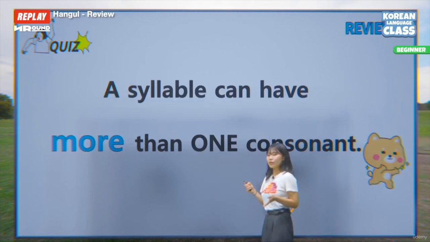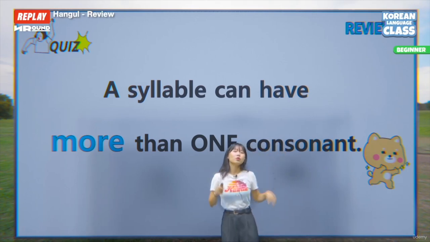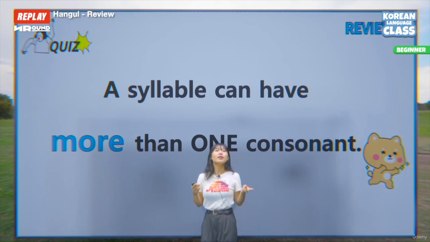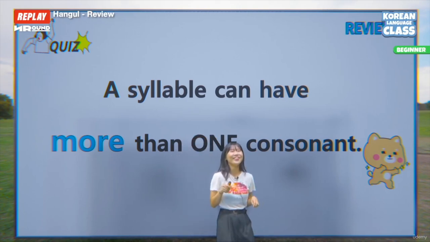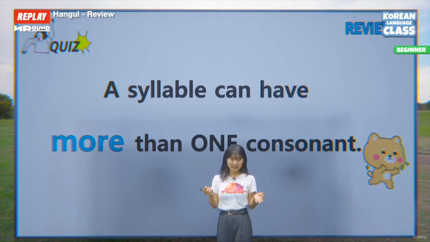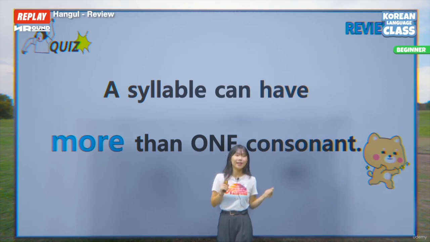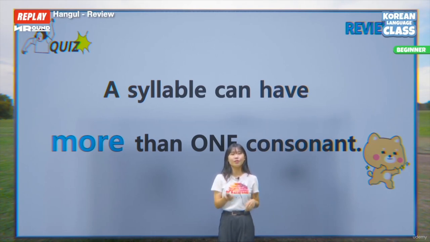A syllable can have more than one consonant. So we can have one consonant or two consonants. Is that okay? Oh, so many right answers, because that's not what I expected. Good job. We did this in the first class. So a syllable can have one or two consonants and only one vowel. Good job.